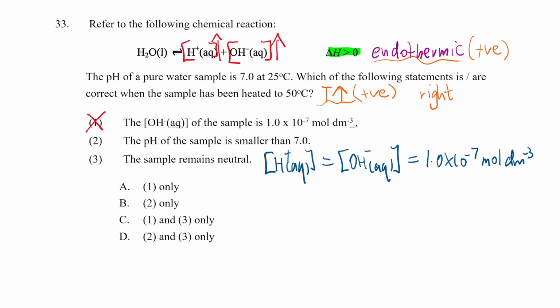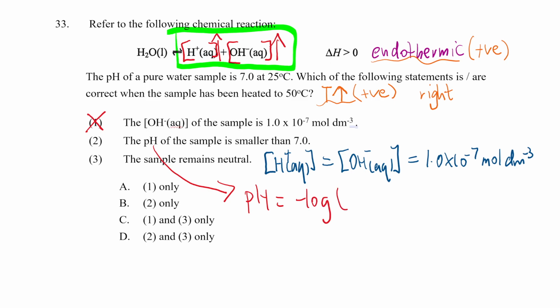Option 2 now. The pH of the sample is smaller than 7. Okay, here. The answer is already right in front of you, actually. We have just figured out that the concentration of hydrogen ions and the concentration of hydroxide ions have increased. So pH, what is pH again? pH is equal to negative log the concentration of hydrogen ions, right? Now, what's the concentration of hydrogen ions? Obviously, just like I see here, it has increased.